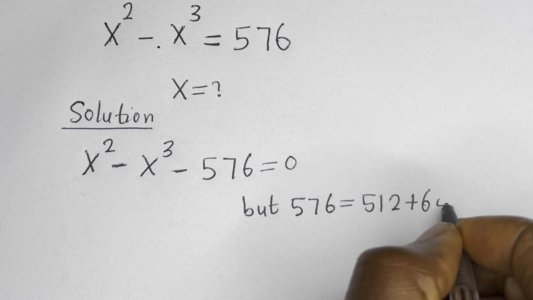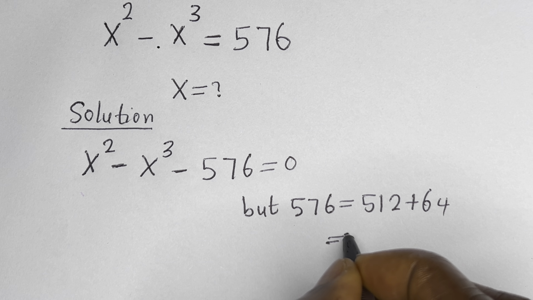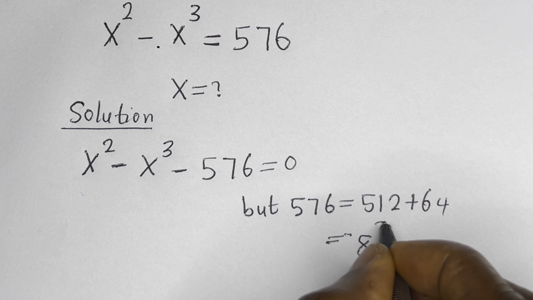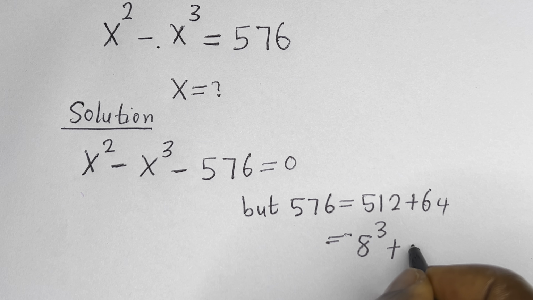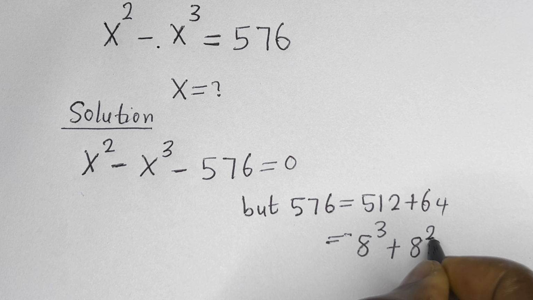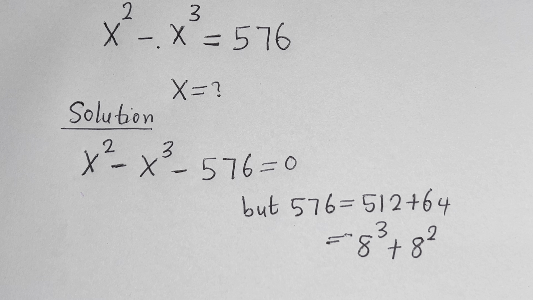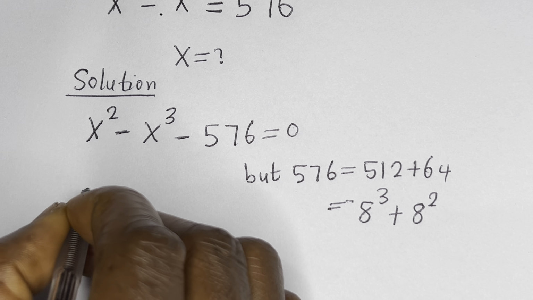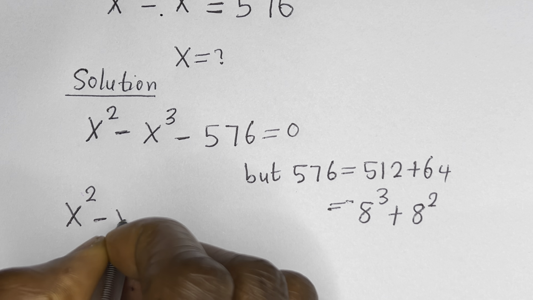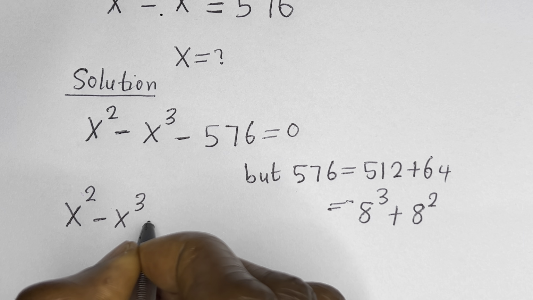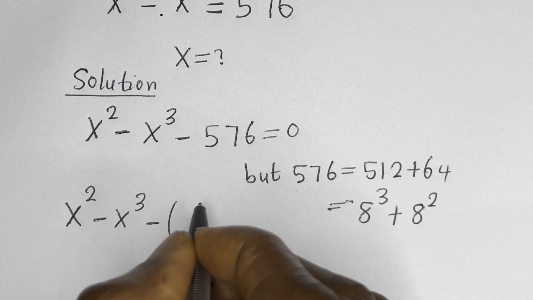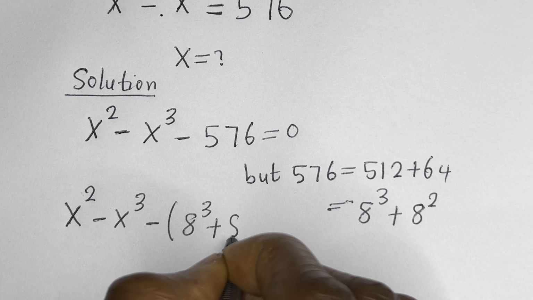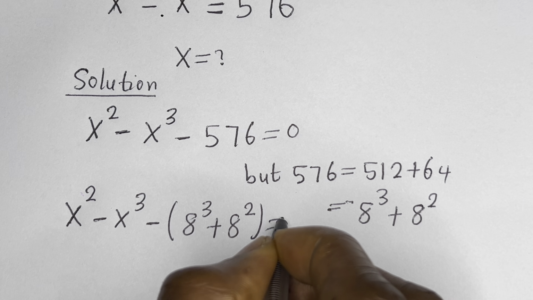plus 64. Then 512 is the same thing as 8 raised to power 3. Then plus 64 is the same thing as 8 square. Then this can be written as s square minus s raised to power 3, and this is minus 8 raised to power 3 plus 8 square is equal to 0.